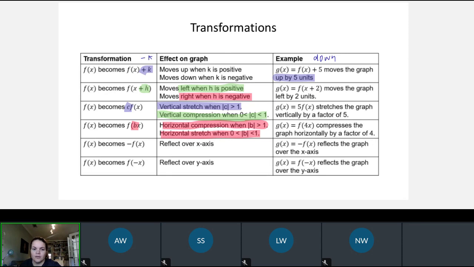All right, we have just a few more. If we put a negative number outside of the function, so before the f, we call this a reflection over the x-axis. If the negative is inside, if it's on the input, we call it a reflection over the y-axis. Okay, so those are just a few of the function rules.